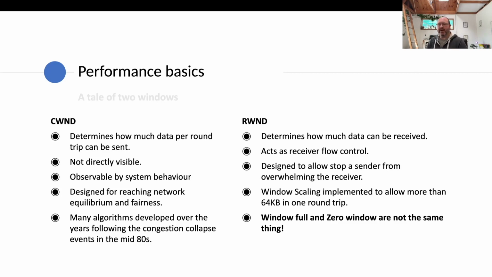We had window scaling implemented, I can't remember the exact revision, but that allowed us to use more than 64K of traffic in one round trip. And it's really important in satellite and global networks where you've got high throughput and you've got high latency. Just remember that zero window and window full are not the same thing. A zero window indicates a problem at the receiver. A window full is flow control to back off.